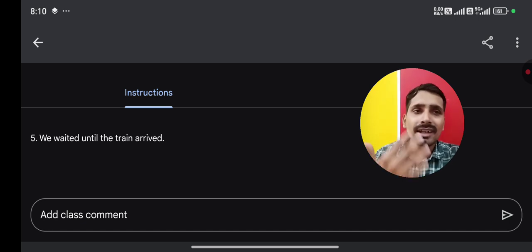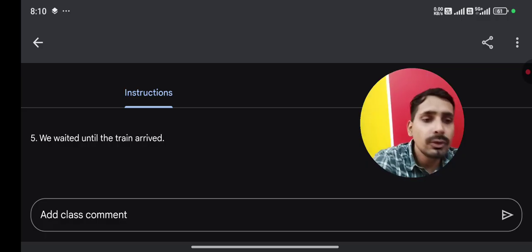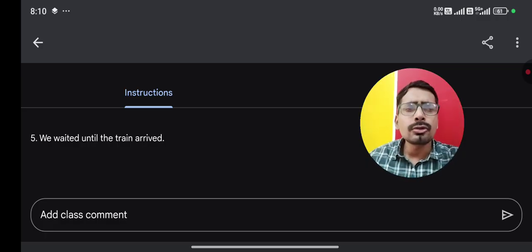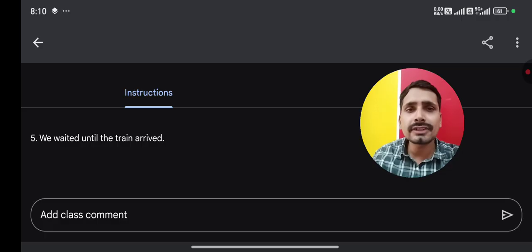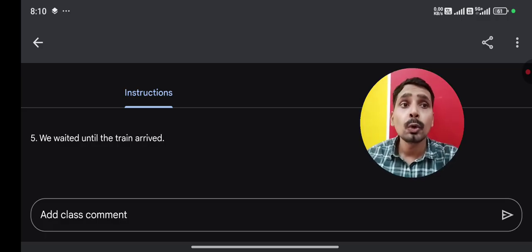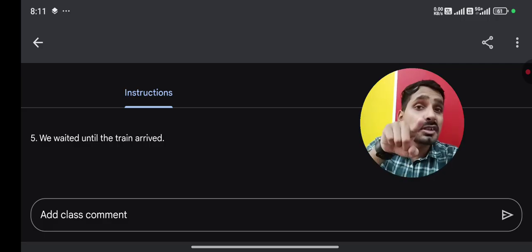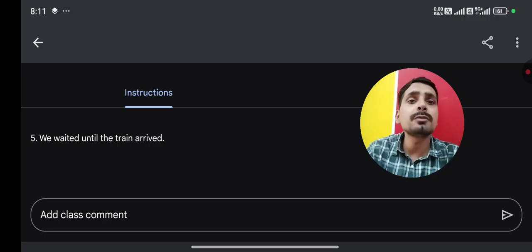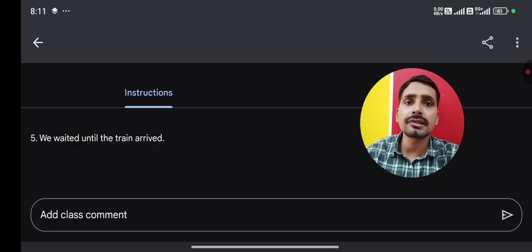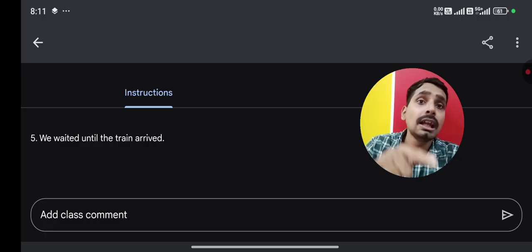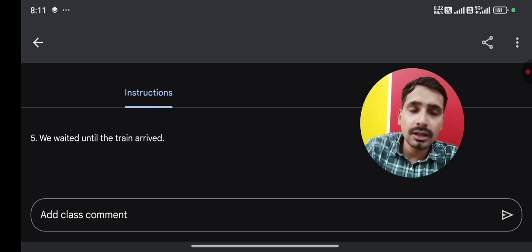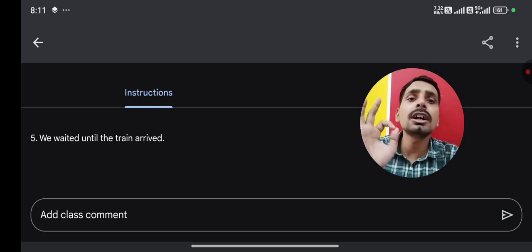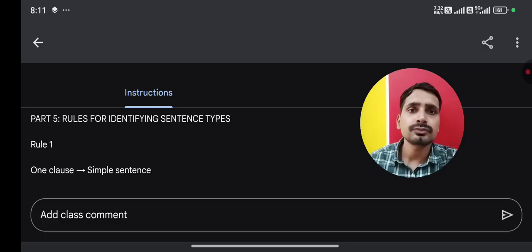Next one, we waited until the train arrived. Until the train arrived, here until begins the subordinate clause. What does a subordinate clause do? It makes the sentence a complex sentence. So this until is the reason this sentence becomes a which sentence? Complex sentence. We waited, this is the main clause. Until the train arrived, this is the subordinate clause. Wherever we see these two clauses together, we understand this is a complex sentence. Alright.